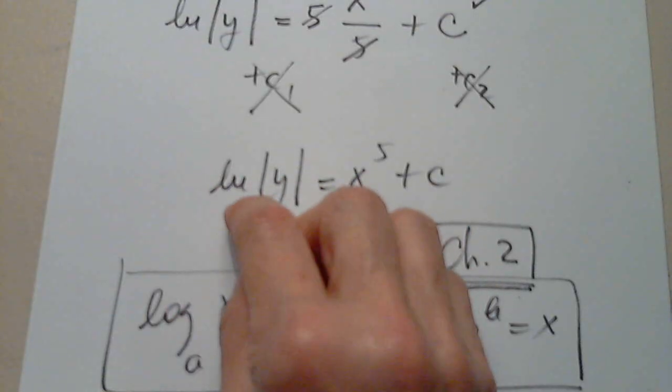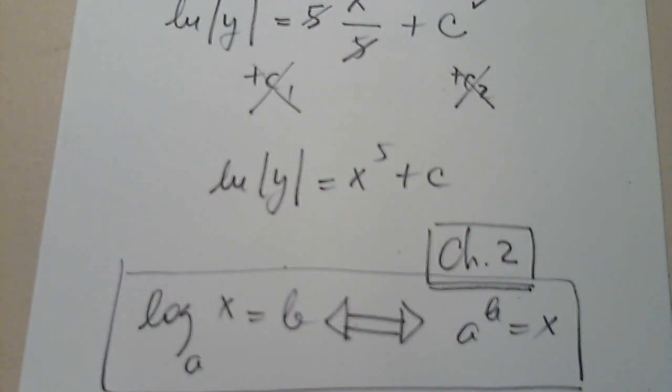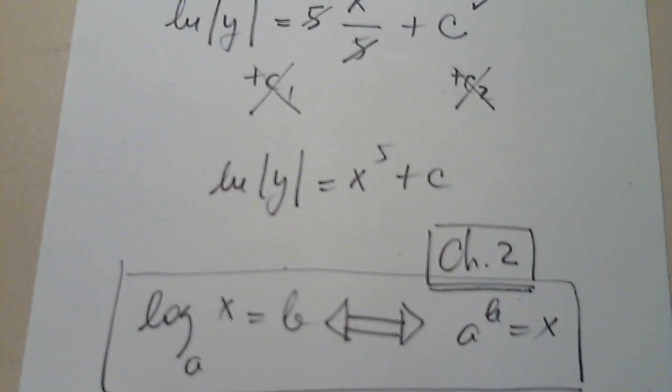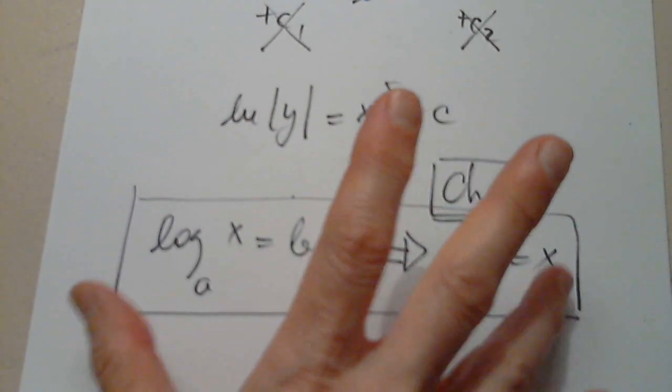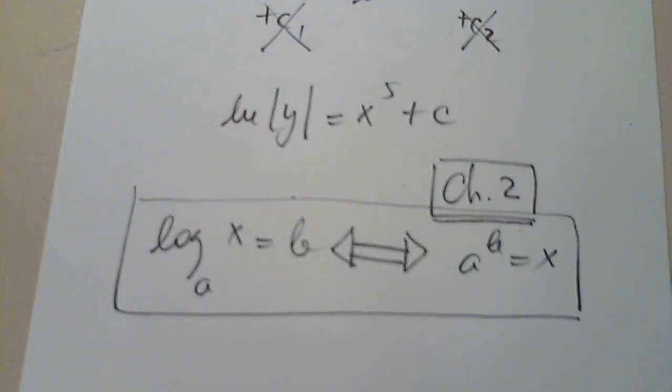Can anyone tell us what is the base of natural log? I know it's a silly question, but I want to help you use the identity and convert this into an exponential, so we can solve it. We have to solve for y. Can anyone give us the base of natural log?